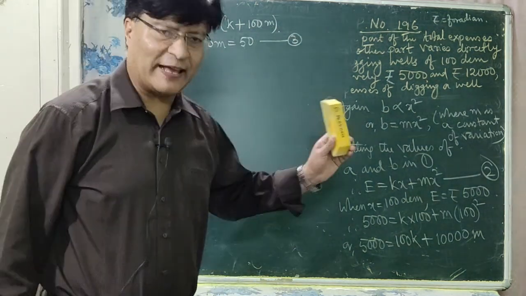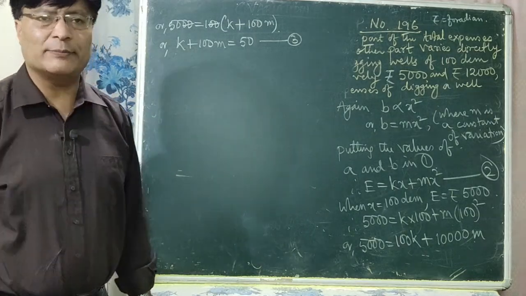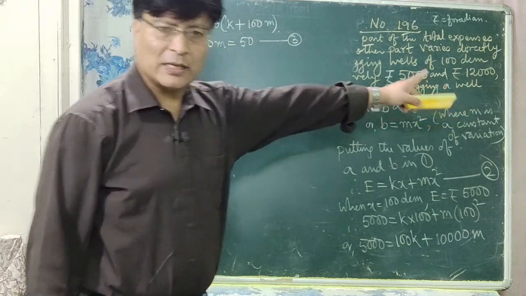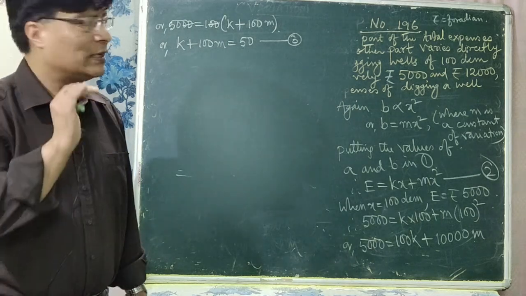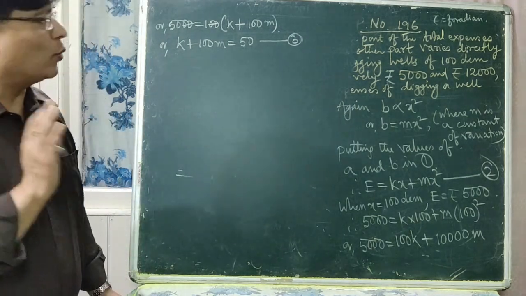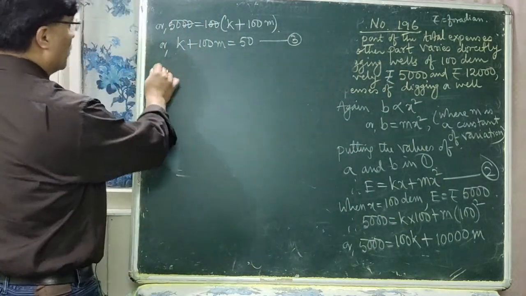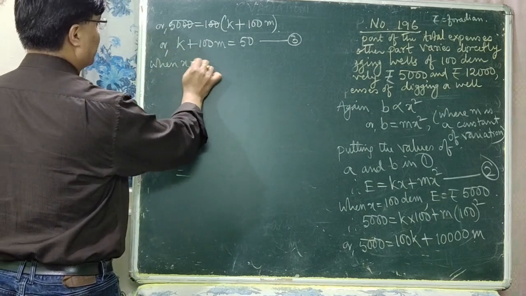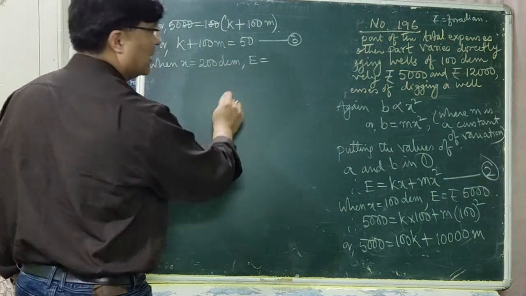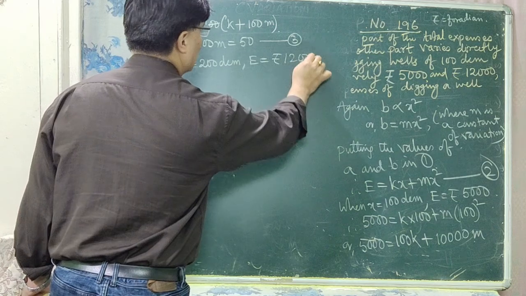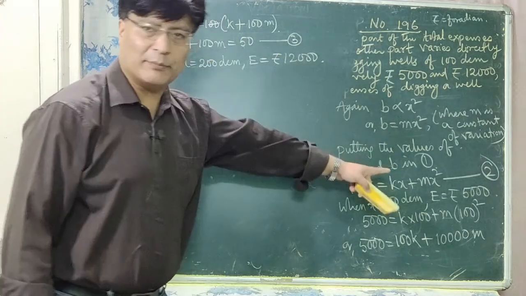So again, the value is given there. What is the expense of digging a well of 200 decimeter? It is 12,000. You know that. If the expense is 12,000, then what is the depth of the well? It is 200 decimeter. That is, when x is equal to 200 decimeter, then E is equal to rupees 12,000. So now, when x is equal to 200 decimeter, what is the value for total expense E? This is equal to rupees 12,000. Right? So we will put these values of x and E in number 2.